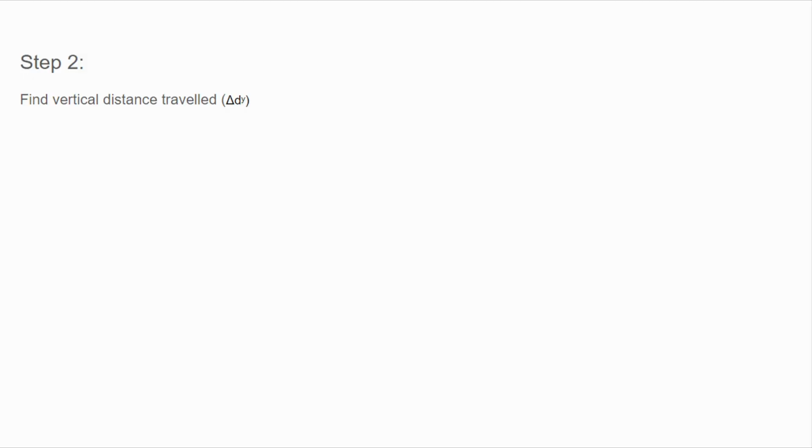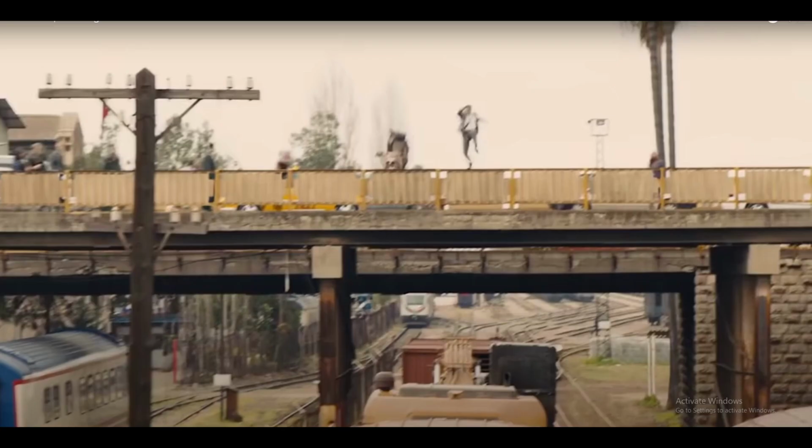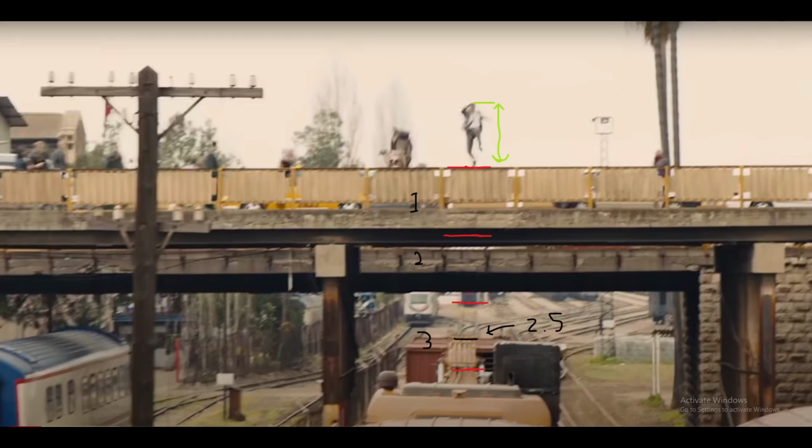The next thing I decided to do was find out the vertical distance he had traveled. To do this, I took a screenshot of a frame showing him in freefall with a full view of the bridge and train. Using this screenshot and a ruler, I found out that he fit in between the bridge and train roughly 2.5 times. Daniel Craig, the actor who plays James Bond in Skyfall, is 5'10".